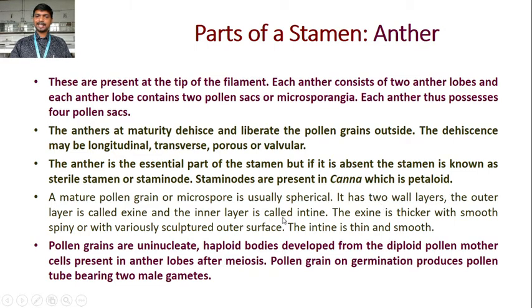The pollen grains that are released after anthesis have two walls, an outer wall and an inner wall. The outer wall, which is thick and spiny, is called exine, while the inner wall is thin and smooth, called intine. The pollen grain is uninucleate or haploid, developed from the diploid pollen mother cell in the anther lobe after meiosis, and after germination it forms the pollen tube that bears the two male gametes. So this is about the anther.